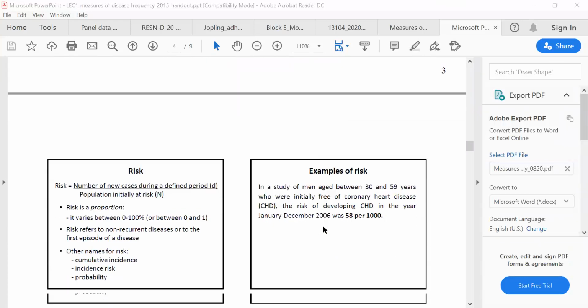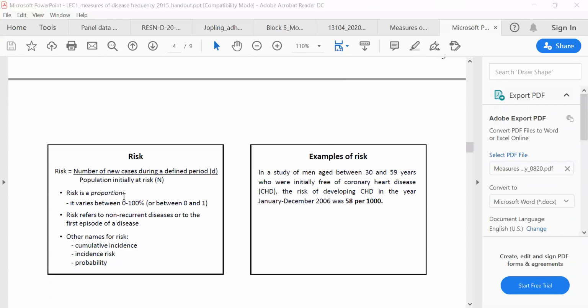Another example. I think these are the same formula, where our formula is number of cases during a defined period over our population. This is very important for you to understand. And risk is a proportion. Remember, we need to understand these things. What is a proportion? What is a ratio?